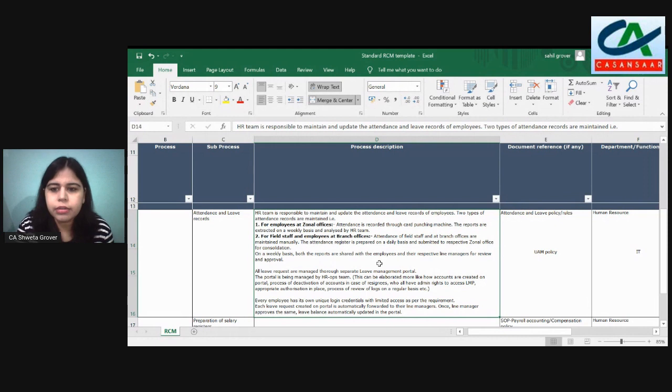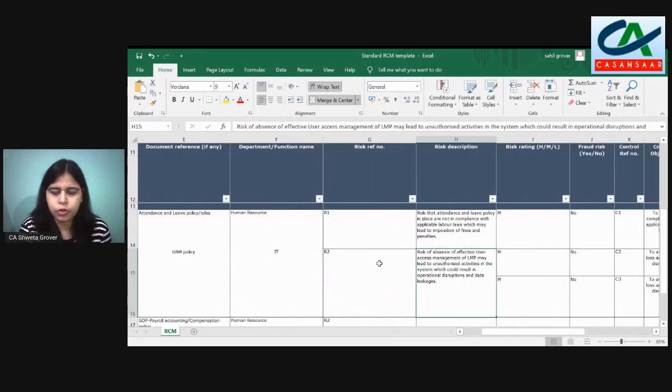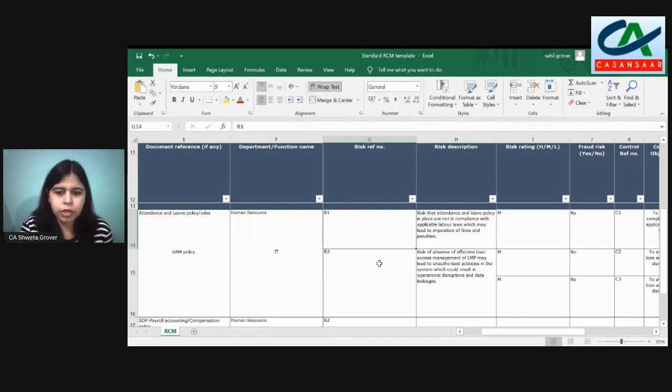The next column is document reference. Document reference is the list of documents you have referred to when you captured this process. That could be your attendance and leave policy, or your UAM policy, which is the user access management policy. I'll discuss that later also. With respect to this particular process, I have jotted down these two risks to elaborate. Since HR is the department for this one and IT for the other, I have mentioned the department and function name.